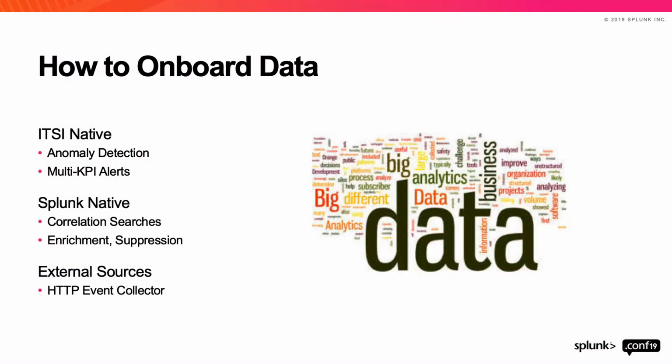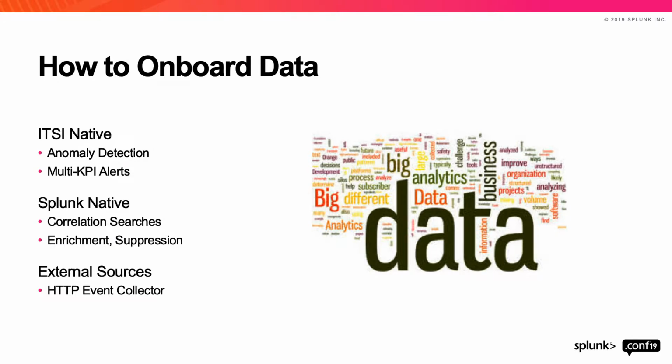So the first thing you need to do is you need to make this data available in ITSI Event Analytics, and there are 3 ways of doing this. If you have KPIs and services, it's as easy as turning on, for example, anomaly detection. So check the box for anomaly detection and you're off to the races. Or you can go ahead and do something around multi-KPI alerts. So we'll cover that in more detail. But those are ITSI native methods on how you can get the data in.